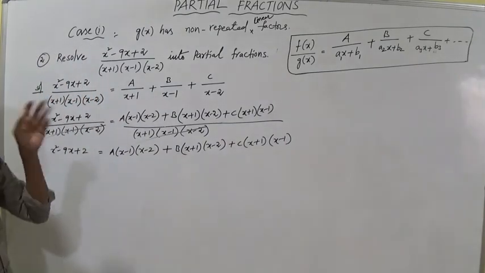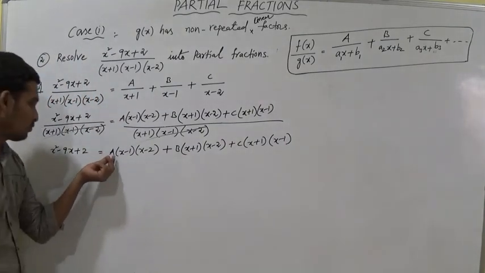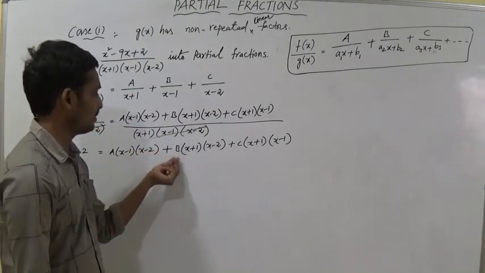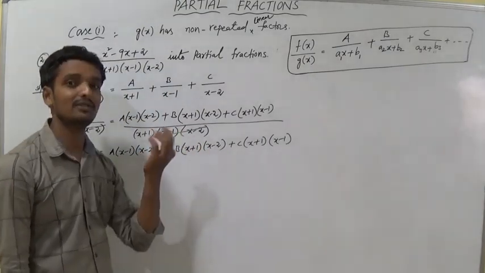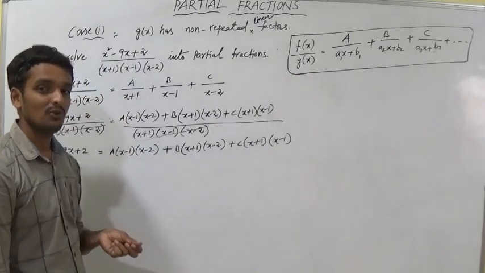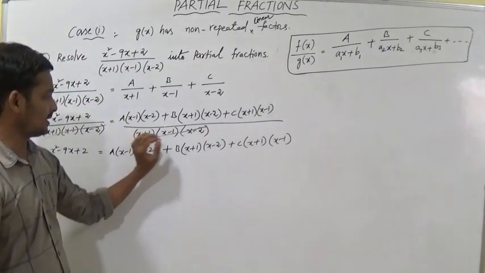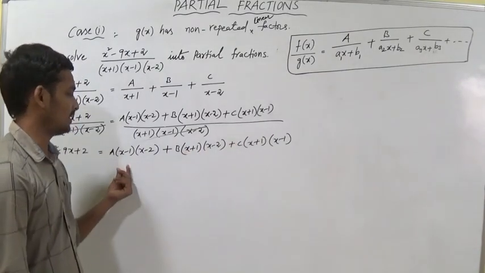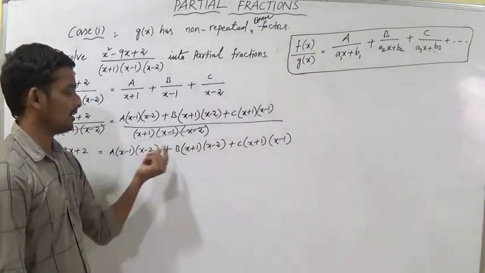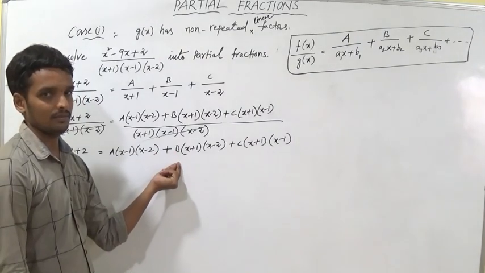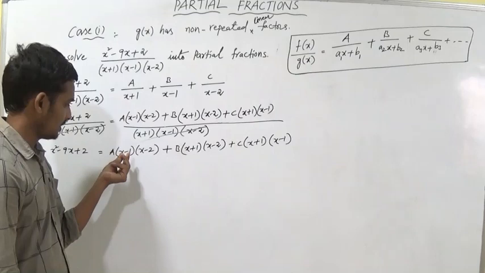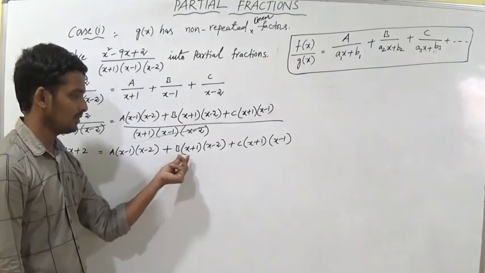In the last problem we had only A and B. In this problem we have A, B and C. This is a linear equation in three variables. So we have to cancel A or B, then we can get the value of C, or cancel B and C, and we will get A, or cancel C and A, and we get B. So it has three factors: x minus 1, x minus 2, and x plus 1.